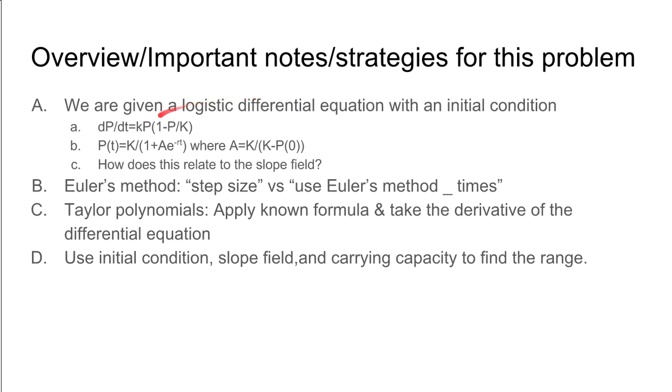Important skills for part A are knowing just how logistic differential equations work and how the logistic differential equation we were given maps onto this and onto the given slope field. It's really easy to forget this formula right here, dP/dt = kP(1 - P/K). In this example, the big K here is the carrying capacity or the horizontal asymptote, which is very important when you are doing your slope field.